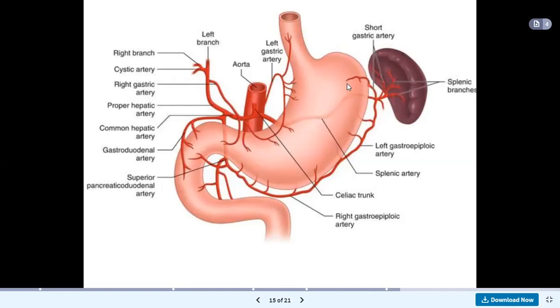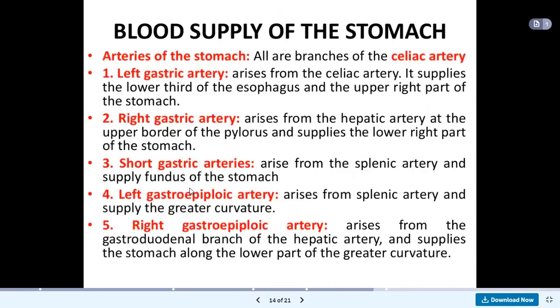Now let's look at the blood supply to the left part of the stomach. Now we have another artery which is called the short gastric artery. These short gastric arteries arise from the splenic artery and supply the fundus of the stomach. So the short gastric arteries are coming from the splenic artery and they supply the fundus of the stomach.